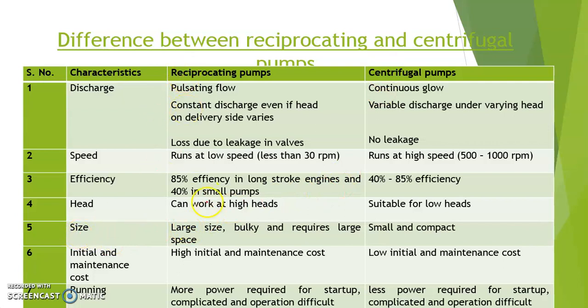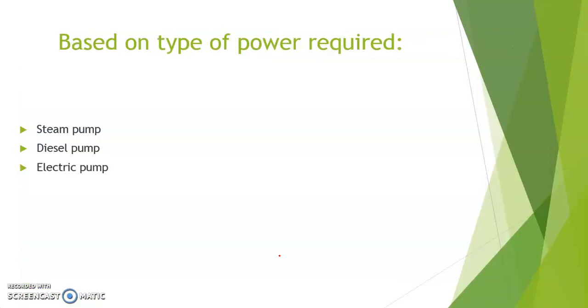On the basis of size, naturally reciprocating pumps are bulky, large in size, whereas centrifugal pumps are small. Initial and maintenance cost and running cost are more in the case of a reciprocating pump, whereas it is low in centrifugal pumps.